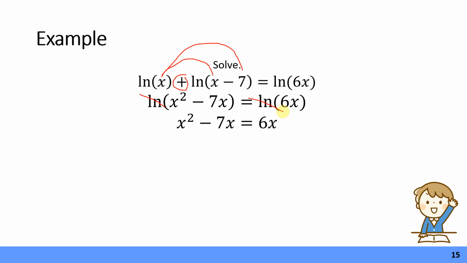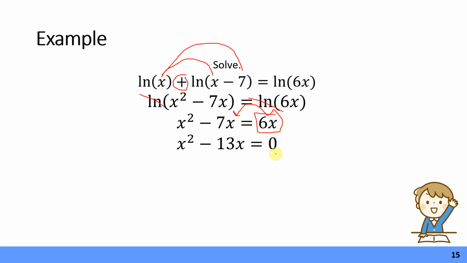Now, this is where you can start cringing, because if you remember from a problem earlier, when you have an x squared, the quadratic formula is going to have to come help us. But in order to have the quadratic formula ready to use, we have to have everything on the same side. So I'm going to go ahead and move this to that side, giving me x squared minus 7x minus 6x gives me negative 13x equals 0.